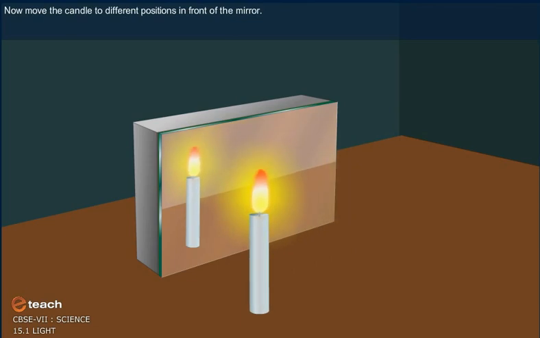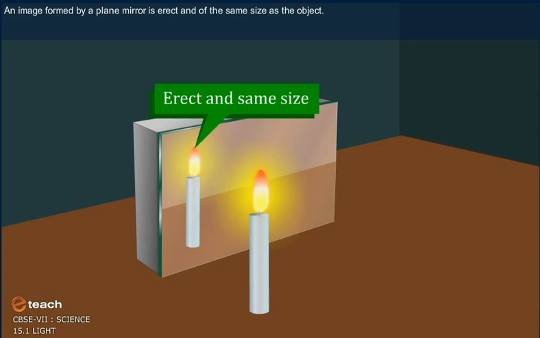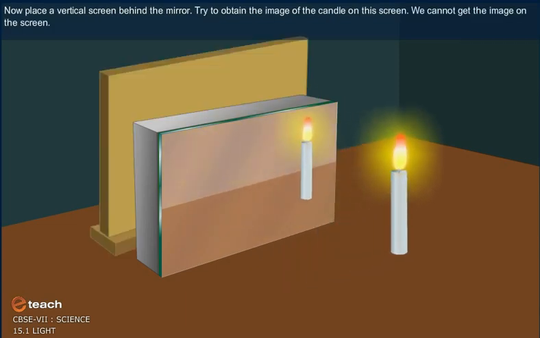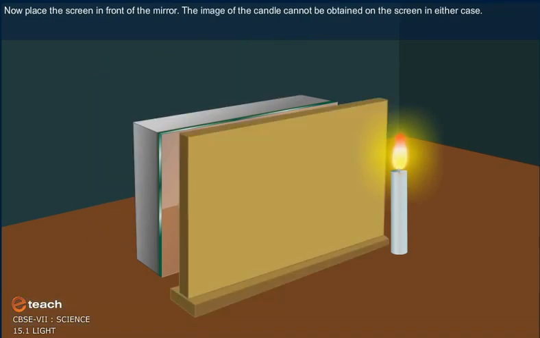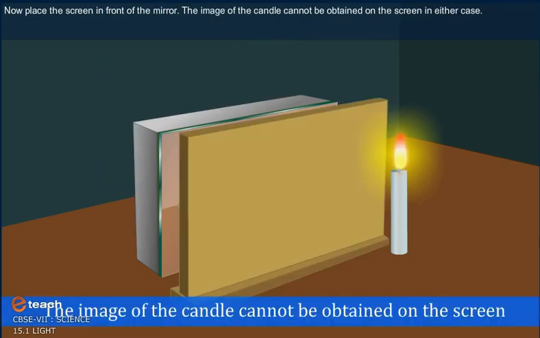Now move the candle to different positions in front of the mirror. An image formed by a plain mirror is erect and of the same size as the object. Now place a vertical screen behind the mirror. Try to obtain the image of the candle on this screen. We cannot get the image on the screen. Now place the screen in front of the mirror. The image of the candle cannot be obtained on the screen in either case.